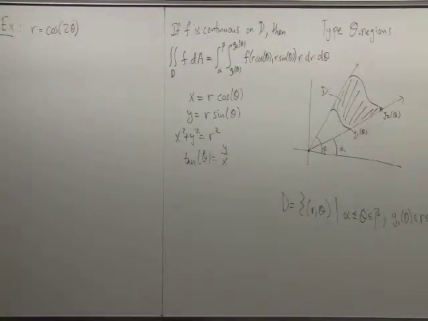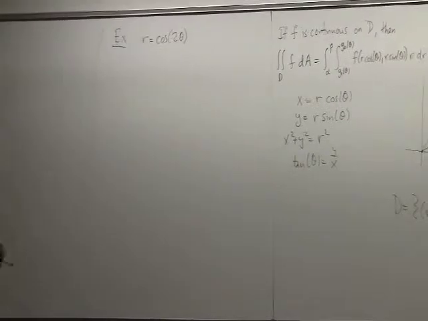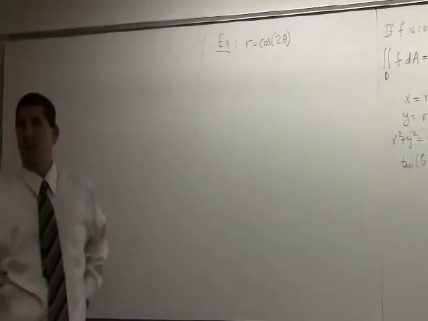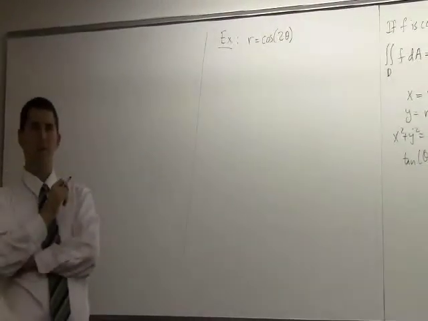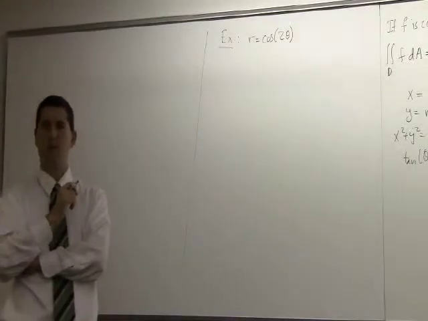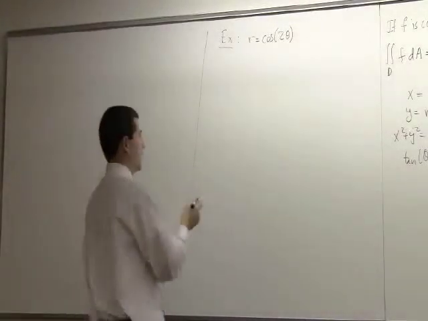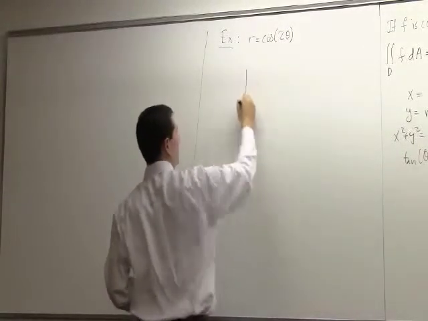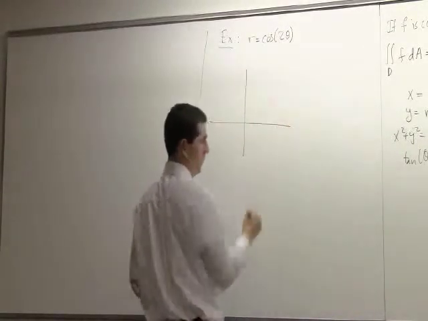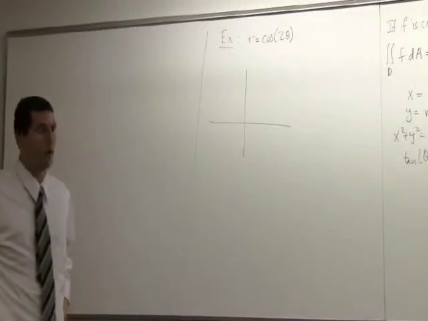So r equals cosine of 2 theta. And graphing these things takes a little bit of effort to learn how to graph them. But let's just start by plotting points a little bit and see what's going on.